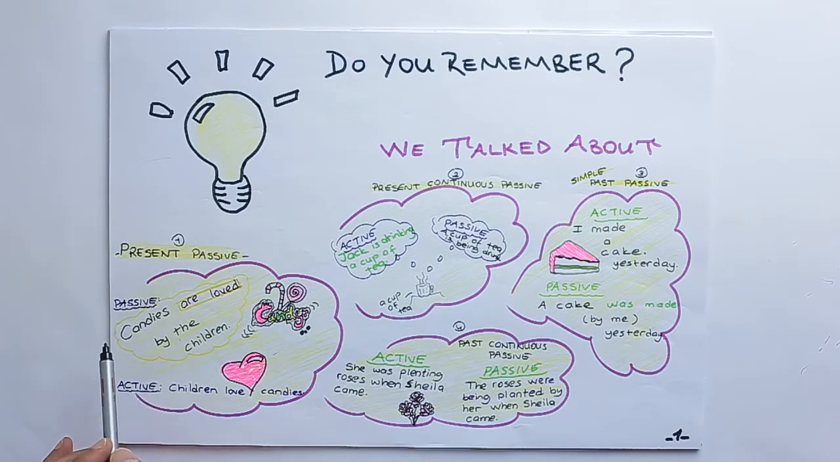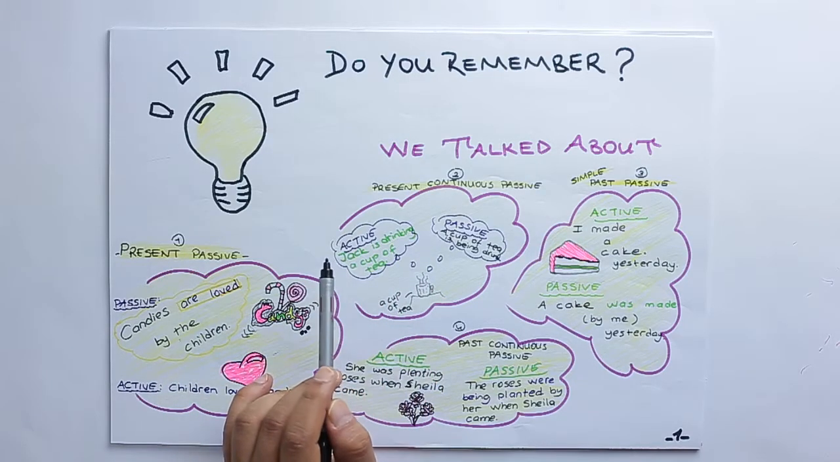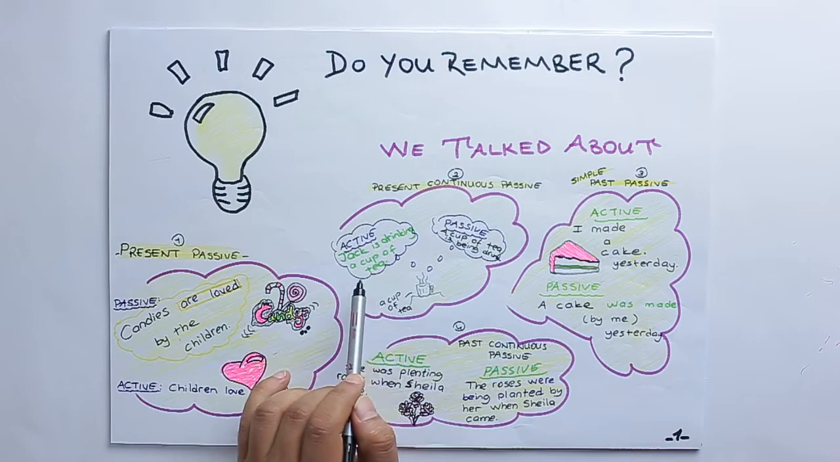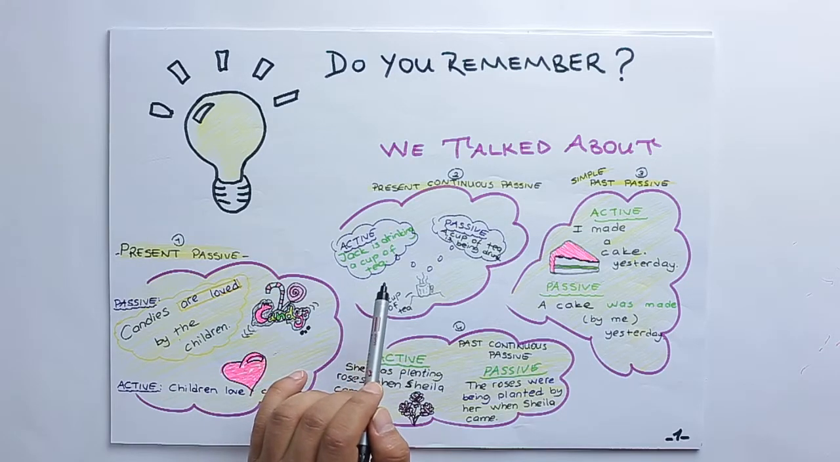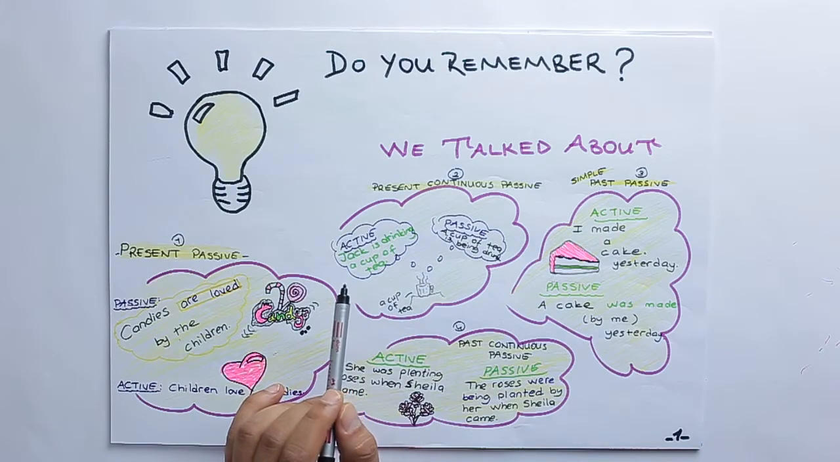For present passive, as an example, candies are loved by the children. The active one is children love candies. And for the present continuous one, the active sentence is Jack is drinking a cup of tea. The passive form is a cup of tea is being drunk by Jack.